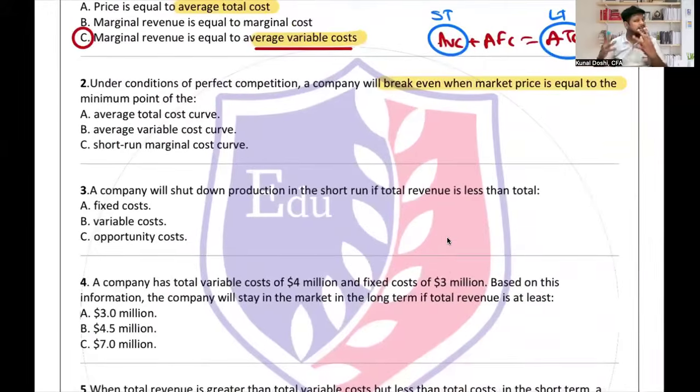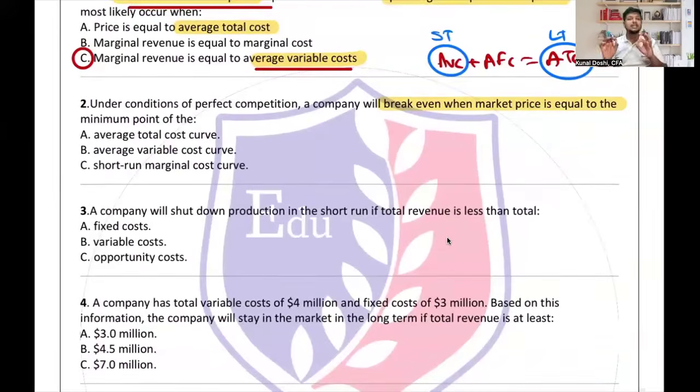Under conditions of perfect competition, a company will break even. As I said, break even is where marginal revenue is equal to which point? Everyone in the class. Marginal revenue is equal to, I told you, what is that you need to cover? Break even point is again at average total cost. Why? Because at this point you cover your opportunity cost also. Remember, in economics, you're looking at economic profit, not accounting profit. Economic profit also includes opportunity cost, right?